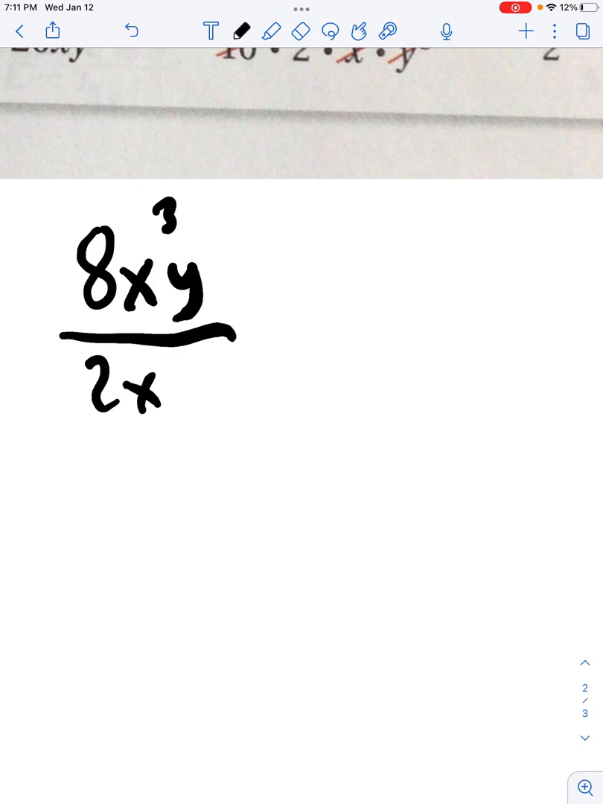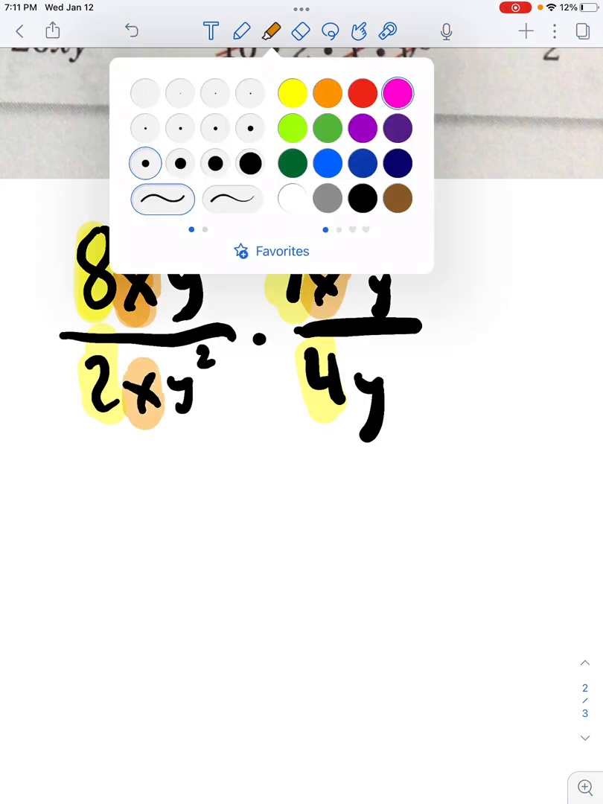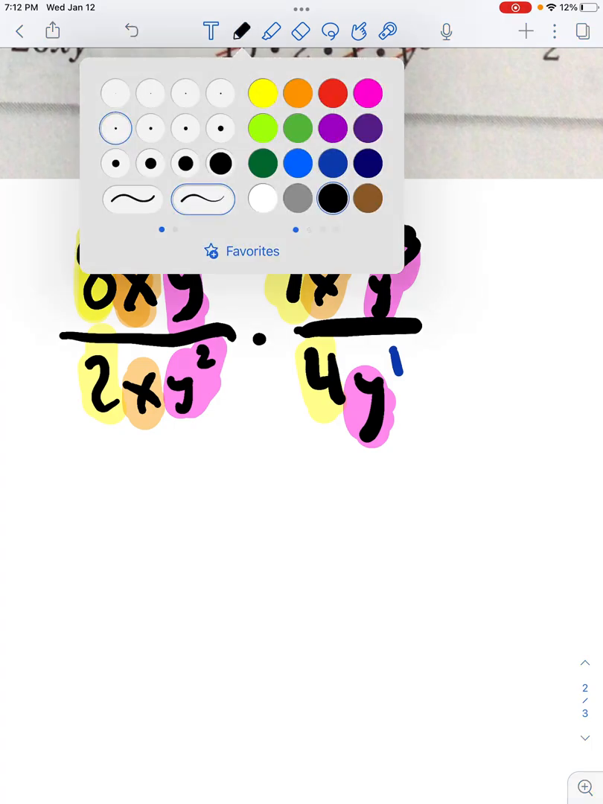8x to the third y over 2xy squared multiplied by 7x to the fourth y to the third all over 4y. So again, I'm just going to multiply things that are common. I've got some numbers here that I can multiply. I'm also going to highlight my x's. This one doesn't have an x on the bottom, that's fine. Then I'm going to look at my y's. And I'm going to add in a 1, because if I don't have a number, I'm going to pretend it's a 1.